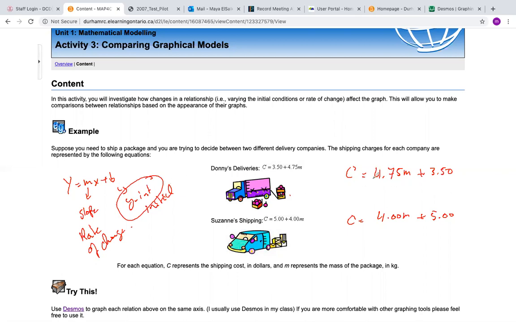So if I'm looking at this equation, it's 4.75M, so 4.75 is the slope, and M is the mass. M in this case is replacing the x. And the y-intercept is 3.5. So I'm going to pay $3.50 no matter what, plus $4.75 per kilogram. For the second equation, my y-intercept is 5, so I'm going to start paying $5, plus $4 per kilogram. We're going to use decimals to graph these two equations and compare the graphs.